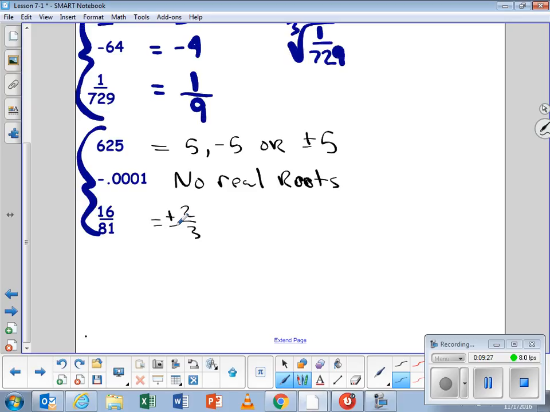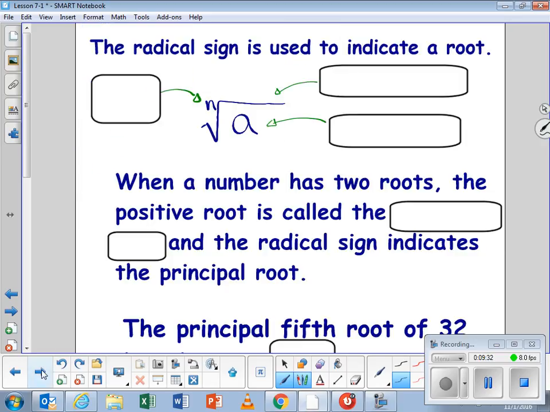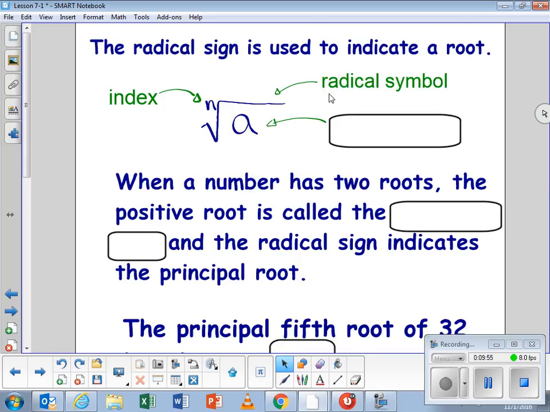All right, now, we're going to talk about explaining this just a little bit more. The radical sign is used to indicate a root. The number out front is called the index. Sorry, I read that wrong. The radical sign, not the radicand sign. There we have our radical symbol, and this is our radicand. That's where I got the word radicand from.